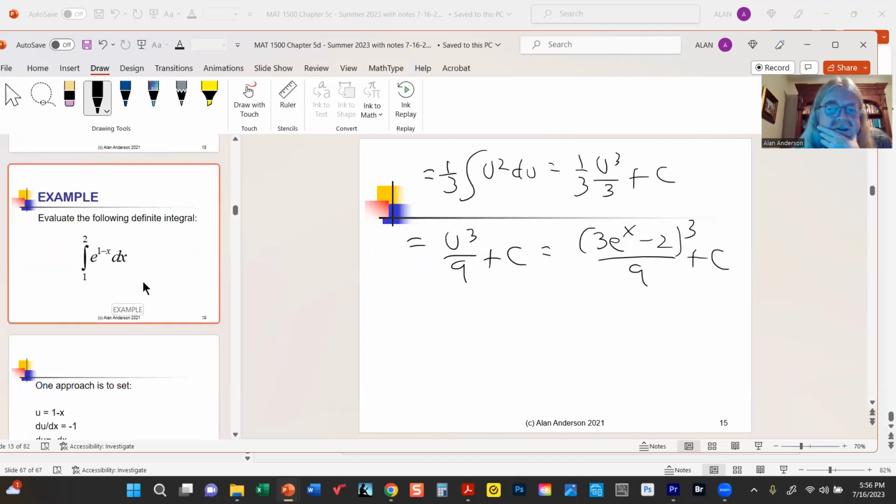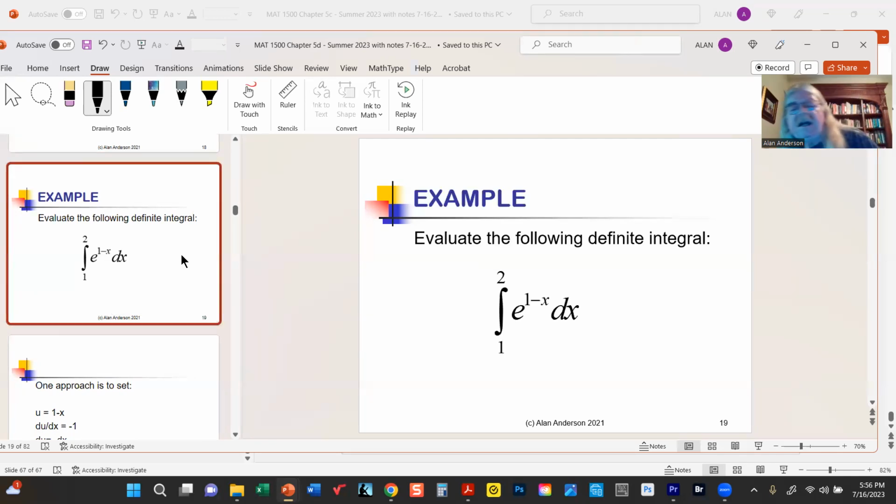Now the next one's interesting because it's a definite integral for the first time. So far we've only been focusing on indefinite integrals, but that doesn't change anything. We're still going to use the same techniques, whether it's definite or indefinite. So let's try this one. How about the integral from 1 to 2, e to the 1 minus x dx. So let's try u equals 1 minus x. So the du is negative dx.